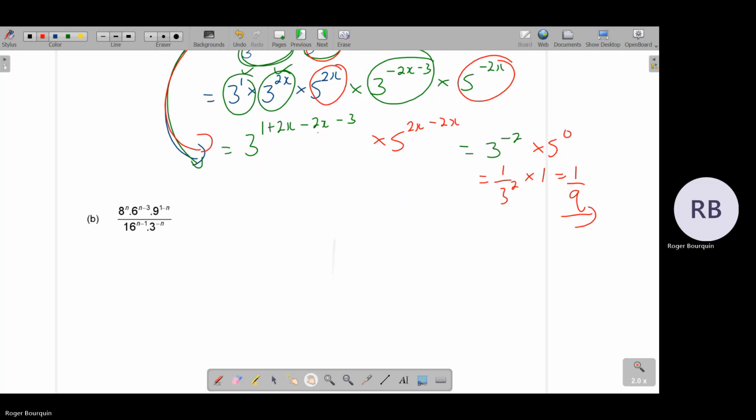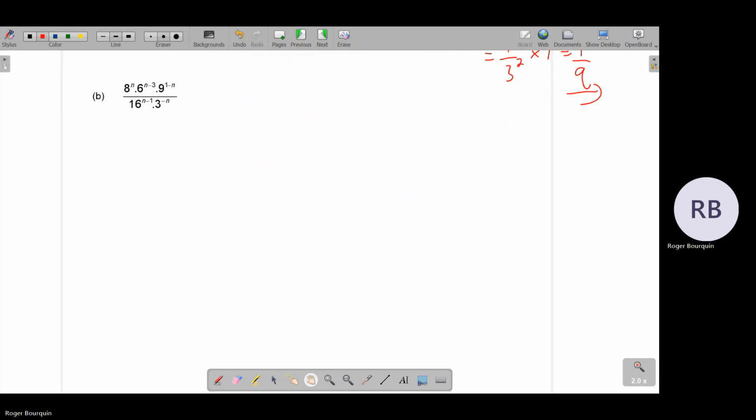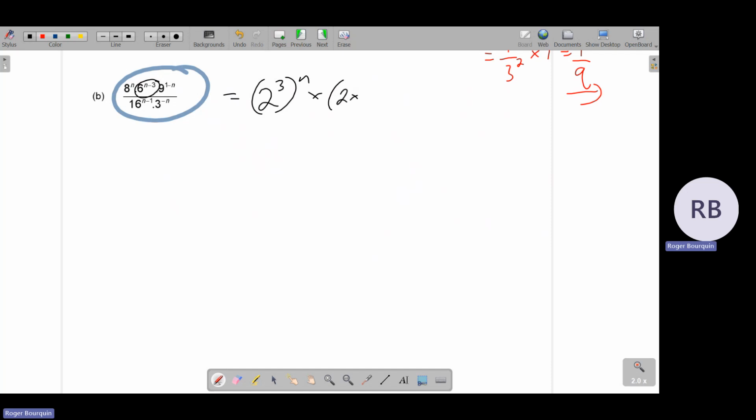Right, the next one, again, the first thing to check is everything multiplication. So everything is multiplication in the numerator and the denominator. So your first step is to get all your bases to be prime. So 8 is going to become 2 to the 3 to the n. 6 is going to become times 2 times 3 to the n minus 3.